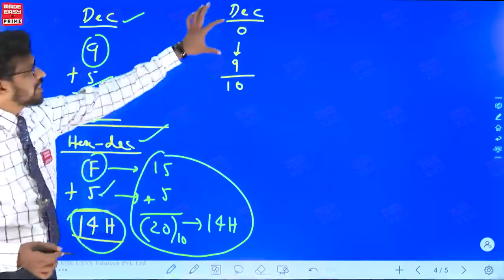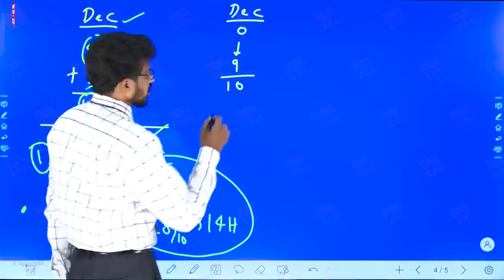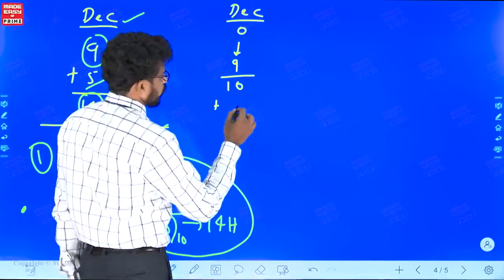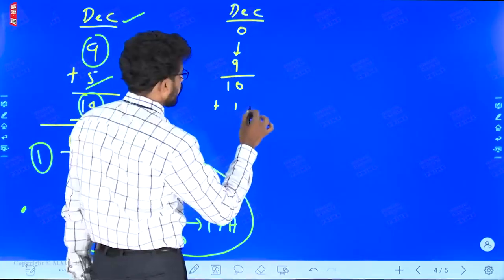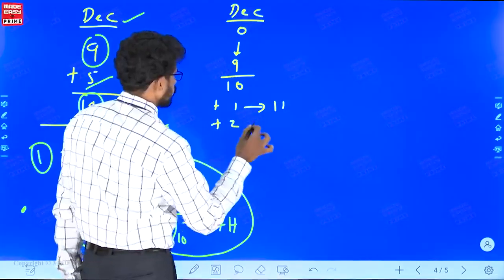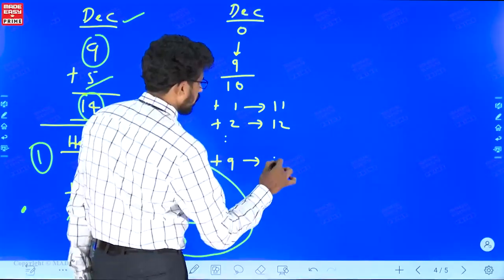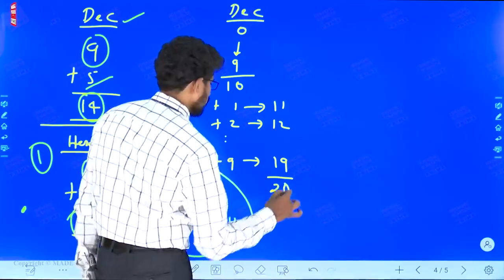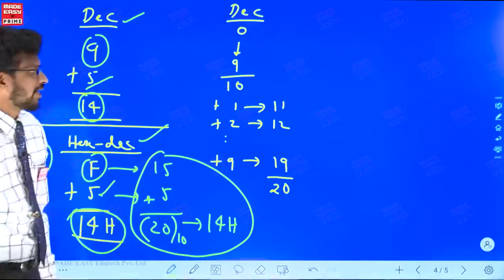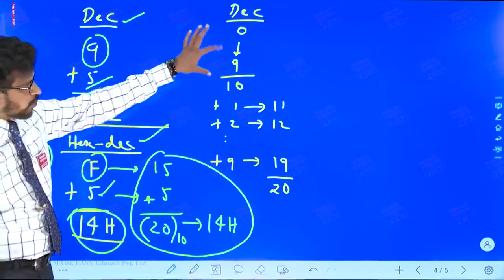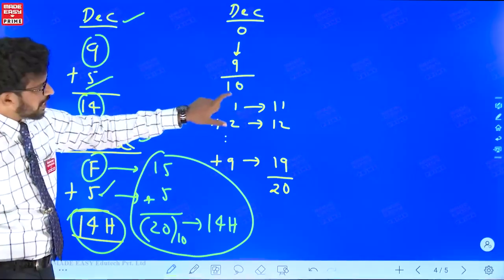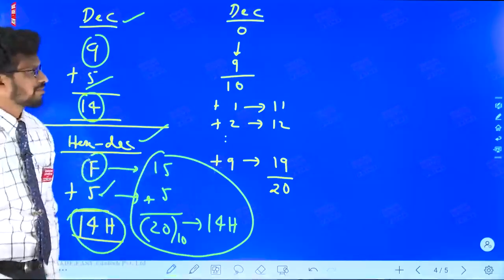Very simple, it is 0 to 9. It means this plus 1: you can add 10 plus 1, you get 11, 10 plus 2, you get 12, and so on, etc. 10 plus 9, you get 19. Then comes the next junction called 20. It means in the decimal system, 10 can be added with any value from 0 to 9.